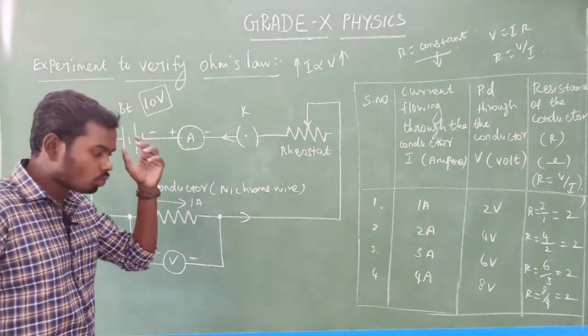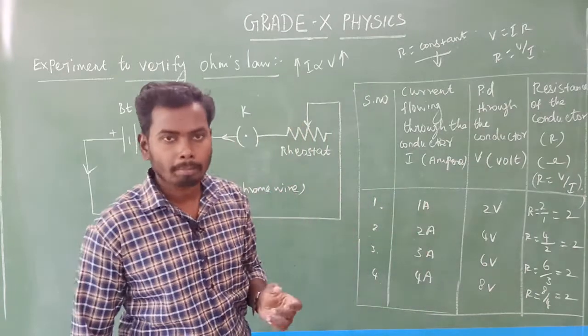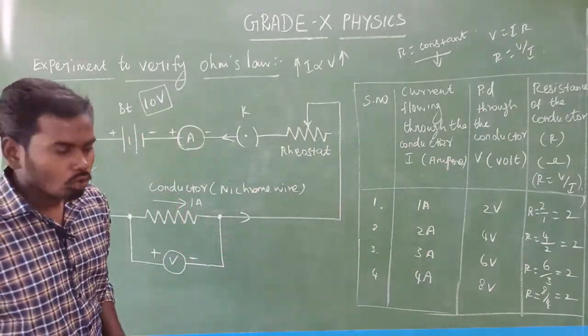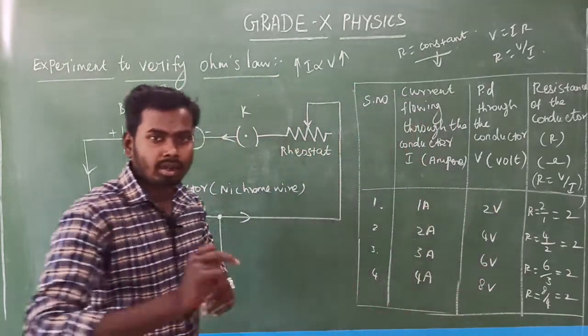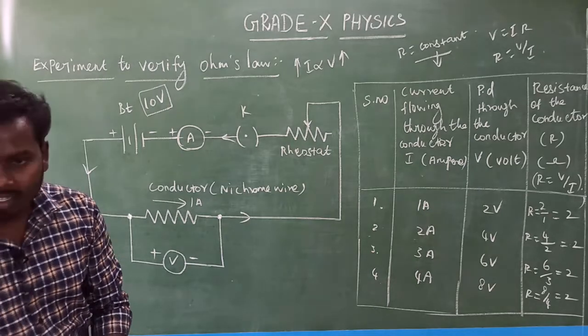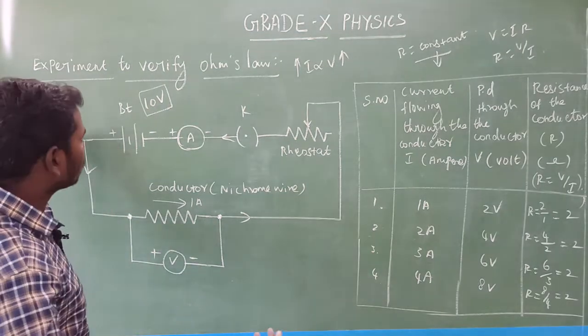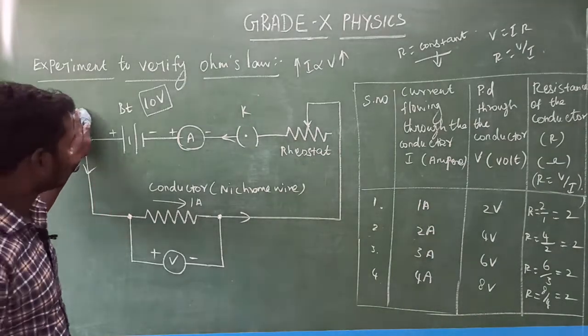You see, after school reopens, definitely we will do this experiment in a laboratory. Okay? Yes. That's all. So with the help of this data, note this point, I am going to plot a graph. I am going to plot the graph for potential difference and current flowing through this conductor. Okay? Yes. So draw this circuit diagram in your class work note neatly.